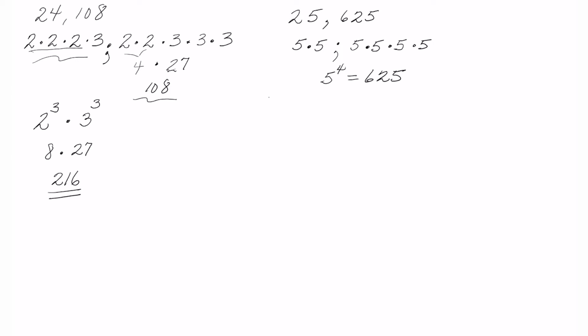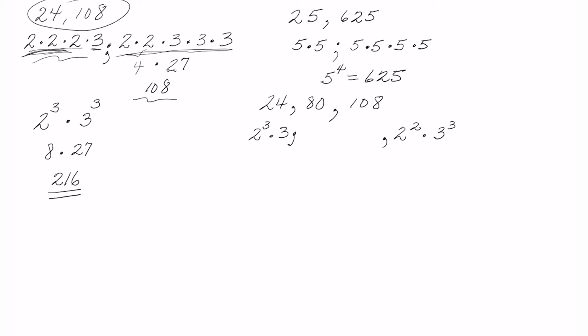Now let's try 24, 80, and 108. We've already factored 24 and 108. So we're going to put down our 2 to the third times 3 for 24. Then 108 is going to be 2 to the second times 3 to the third, and we get that from over here.